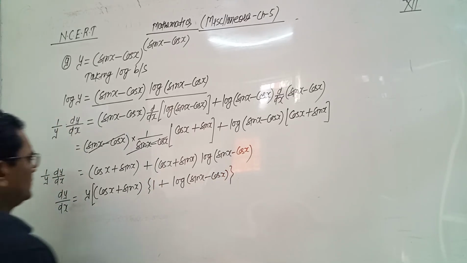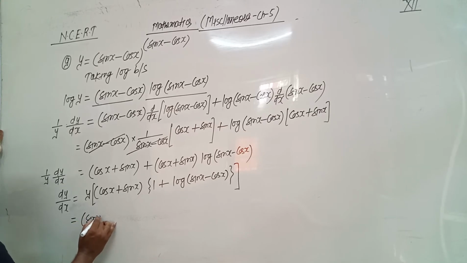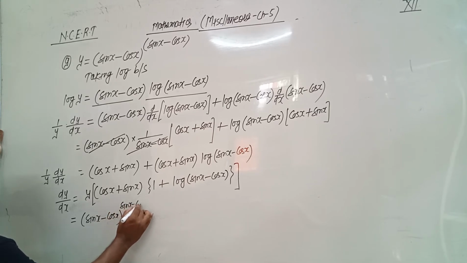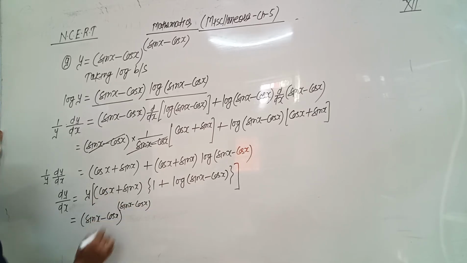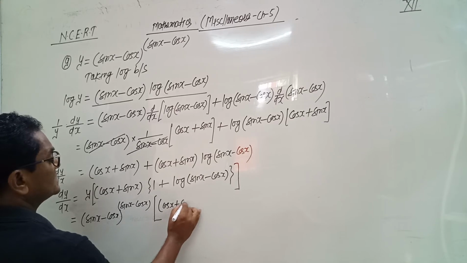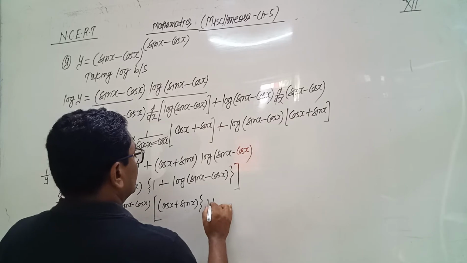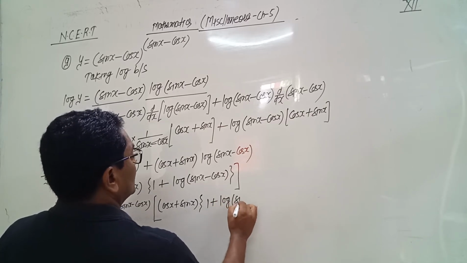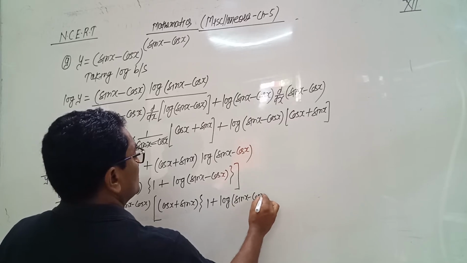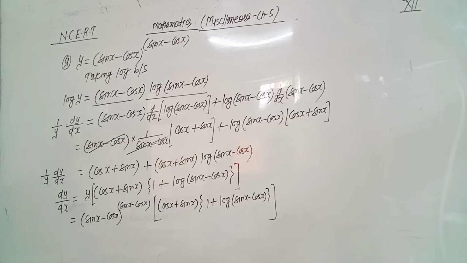Now put the value of y. So the original value of y is (sin x minus cos x) raised to the power (sin x minus cos x), and (cos x plus sin x), and then 1 plus log of (sin x minus cos x). This is the value of dy by dx.